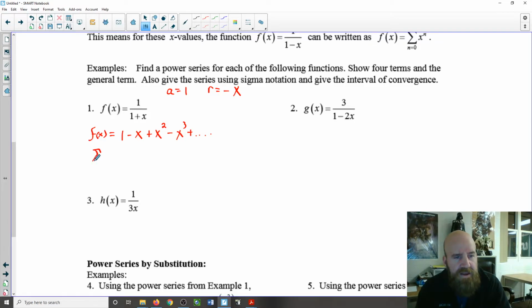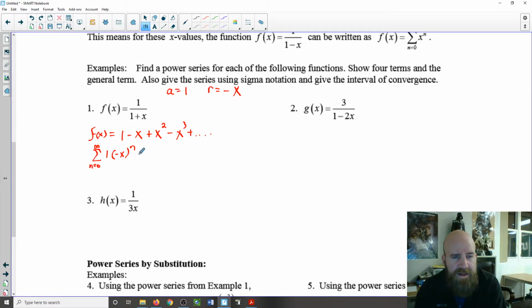So now we're writing our power series in sigma notation. We have our a value of 1. Remember the format: a times r to the n. So we have this, a times r to the n, going from n equals 0 to infinity.